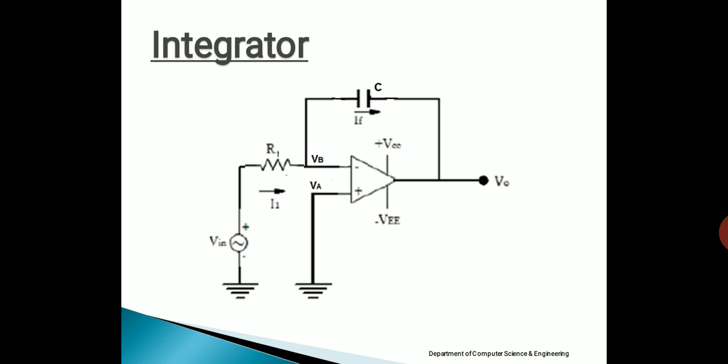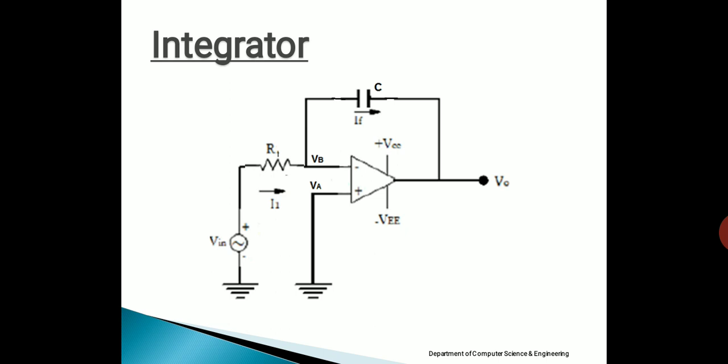So here in the integrator we use capacitor C in the feedback path, resistance R1 in the input path, and we have given input Vi to the inverting input terminal. We have to show that the output is proportional to the integration of the input. Then we can say that the circuit is acting as an integrator, because an op amp integrator is defined as the circuit in which the output is proportional to the integration of the input.